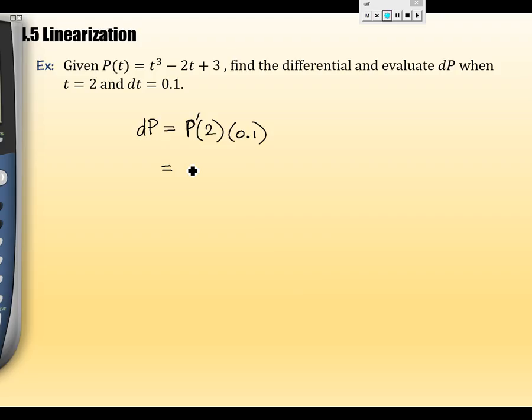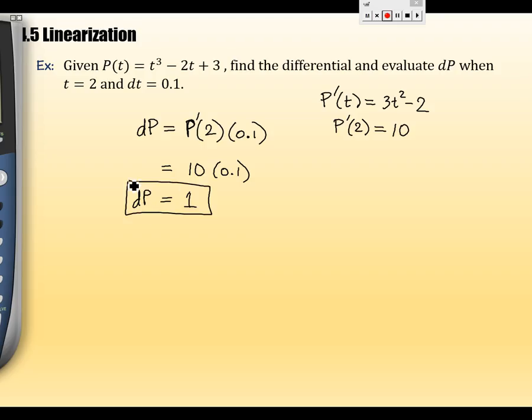What is p prime of 2? I haven't figured that out yet. I need to figure that out, so I'll do that off to the side here. What do we get? Is that 25? No, sorry. 10. 12 minus 2. Well, that makes this easy, doesn't it? I think I know what that one is. Okay, so dp is 1.